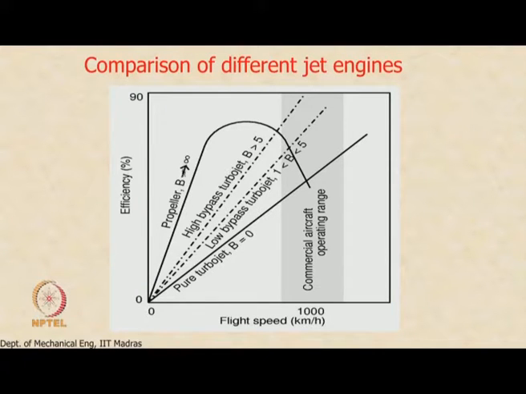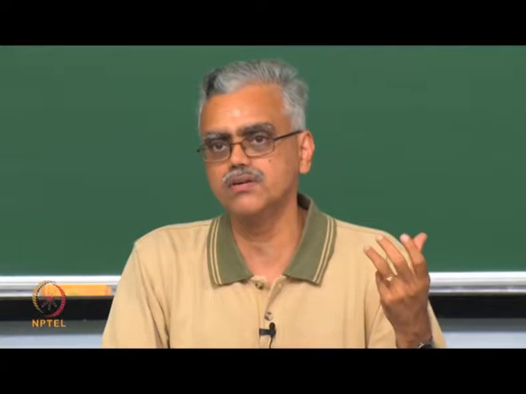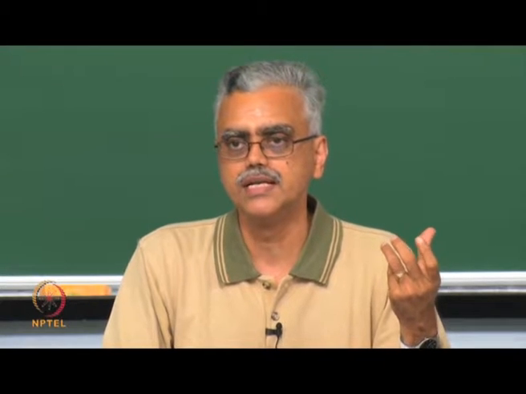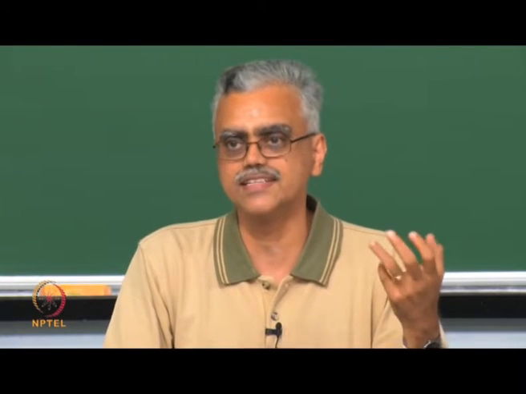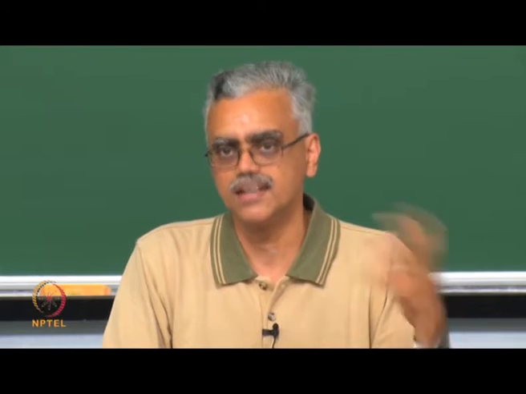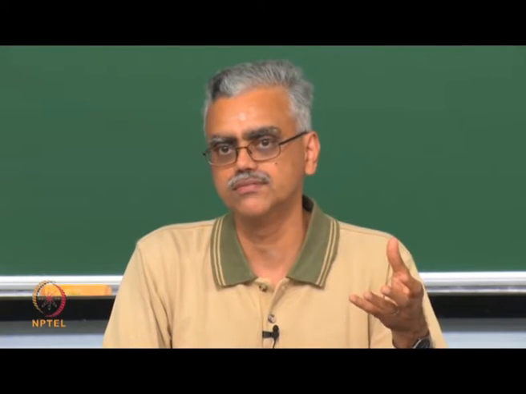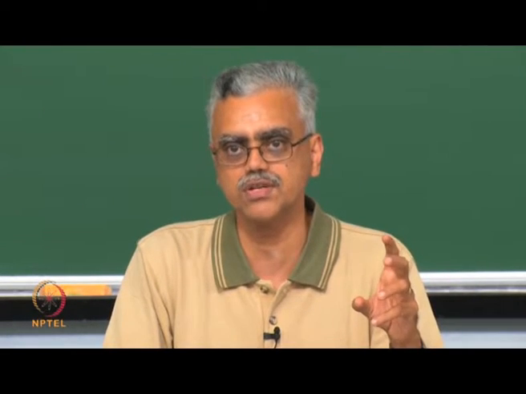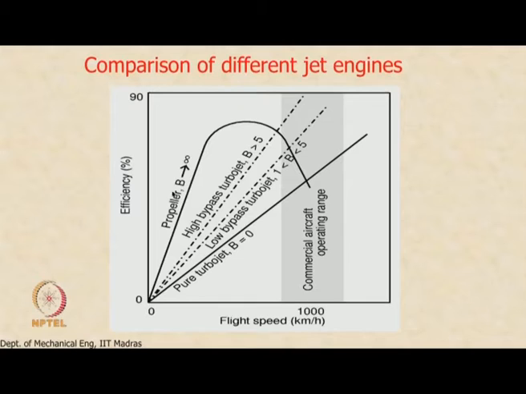On the other hand, a propeller, you can think of the propeller as having a bypass ratio of infinity, because all the air that is captured is sent around and there is no core engine. So that means the bypass ratio itself is actually infinity. So, this is the propeller. So, these are the two extremes in terms of bypass ratios.